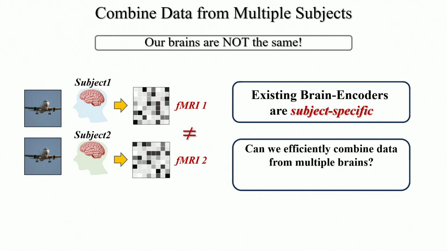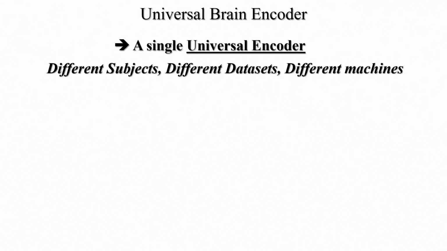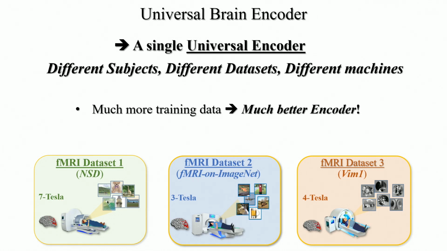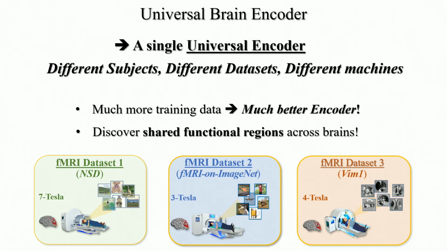We show here that the answer is yes. We present a single universal encoder, trained jointly on different subjects, datasets, and fMRI machines. Our method combines datasets containing many individuals who saw completely different images and were even scanned on machines with different fMRI resolution. This allows us to integrate datasets collected over the years and across the globe. This provides much more data and therefore much better encoders, but also a way to discover shared functional regions across brains, as you will see later.